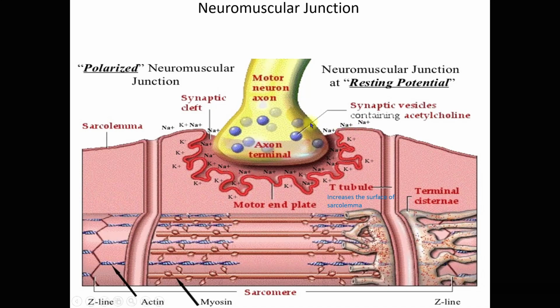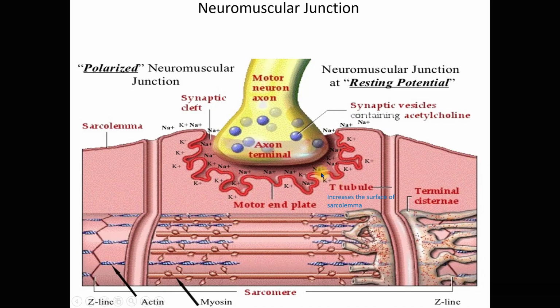So you know that this is an axon terminal of a motor neuron axon. Now the word here is motor neuron axon. So motor neuron axon means the end of an axon that is attached to a motor, and this motor can be, one example is the muscle cell, right?